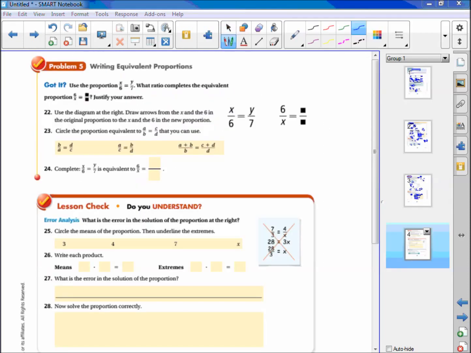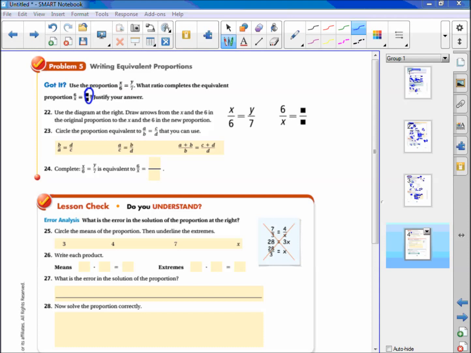Okay, problem number 5, writing equivalent proportions. So use the proportion x over 6 equals y over 7. What ratio completes the equivalent proportion 6 over x equals something? Okay, so we're going to fill in the something. So what did they do to the left side? It was x over 6 and now it's 6 over x. We're going to figure out how does that change our right side.